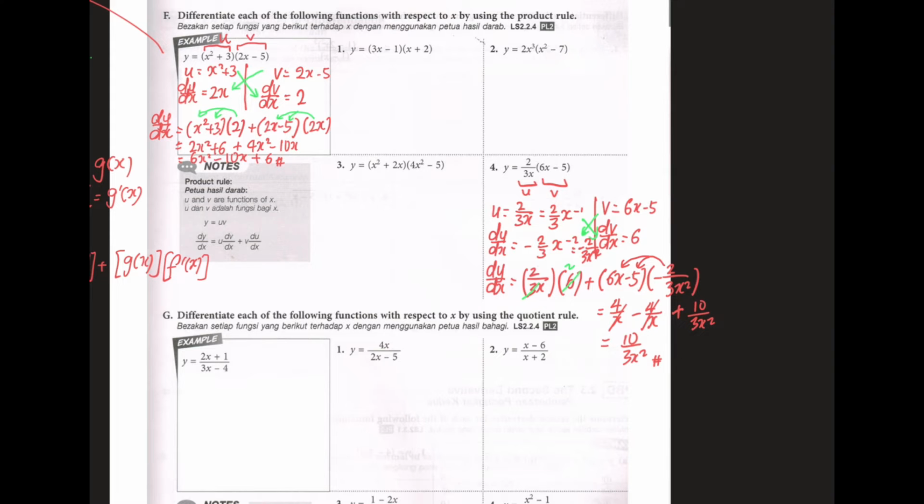So that is product rule. And then we have another rule, which is in part G. So you can see it here. Differentiate each of the following functions with respect to x by using the quotient rule. Okay, quotient rule is used in fractions. Product rule is used when there are two functions of x that are multiplying. Now let's look at the formula for quotient rule, which is here. U and v are functions of x that divide. The numerator you just take as u, the denominator as v.